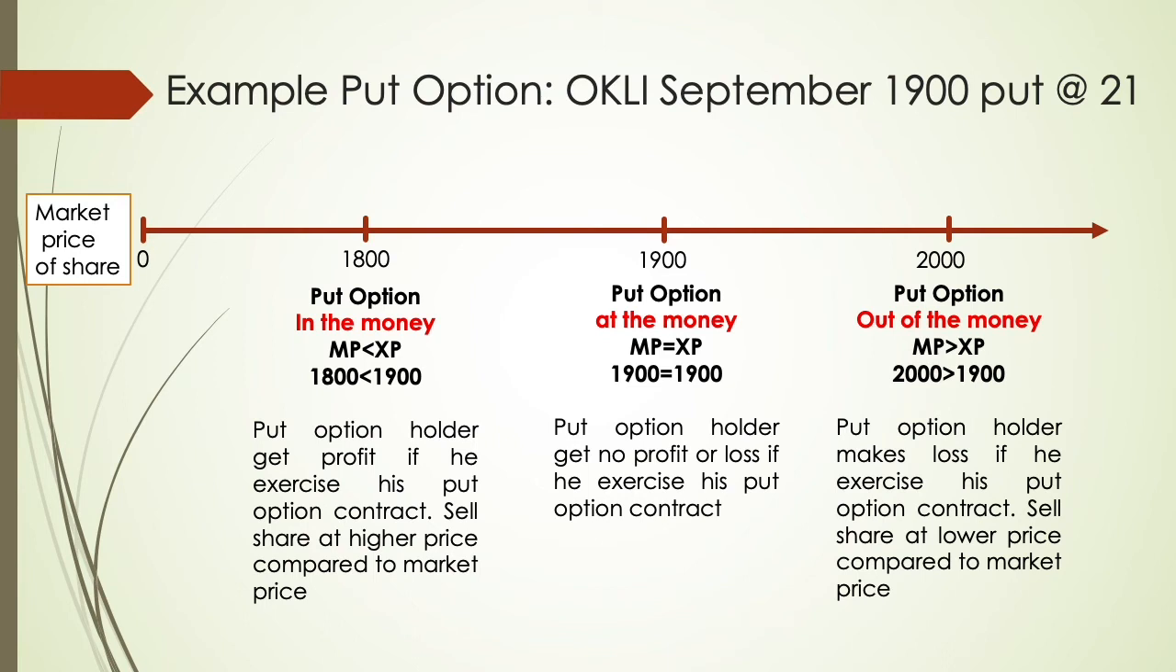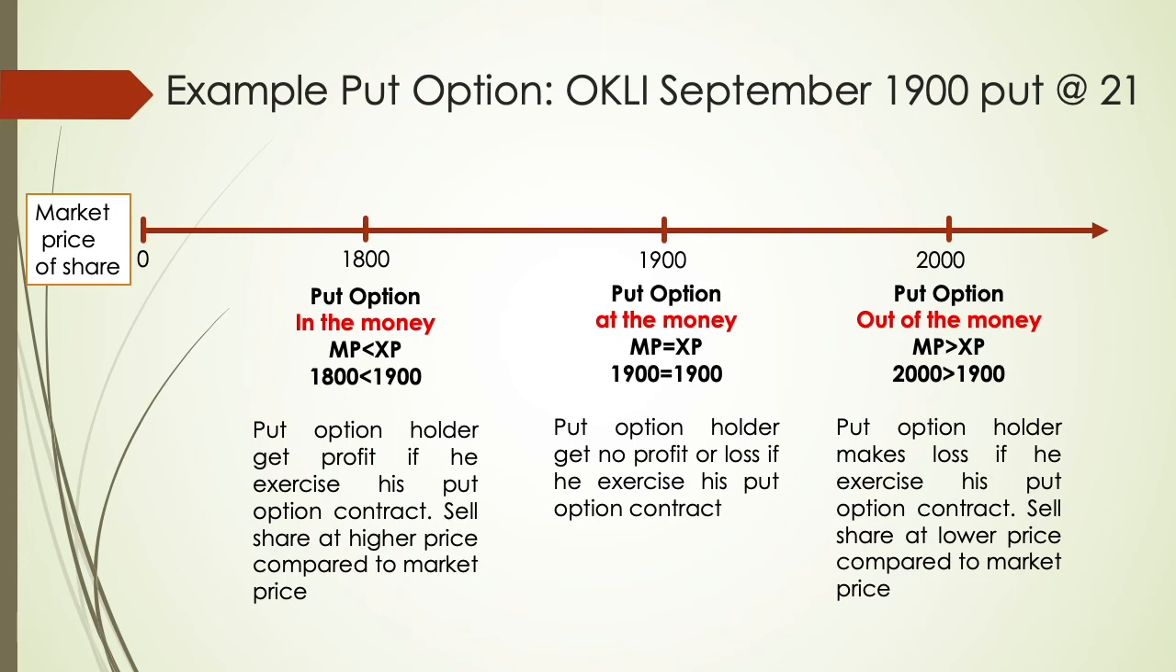Okay. Now we look at what happens if the market price of share moves to 2,000. If the market price of share moves to 2,000, the put option contract with exercise price 1,900 is an out of the money contract because market price is higher than exercise price. So the market price is 2,000, exercise price is just 1,900.